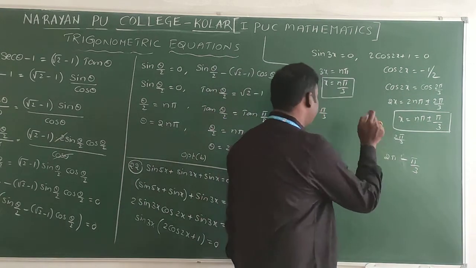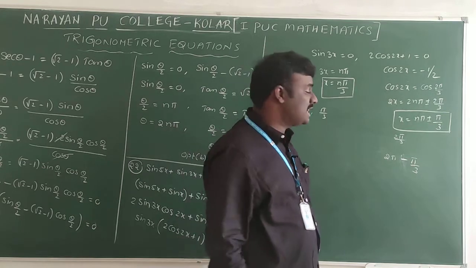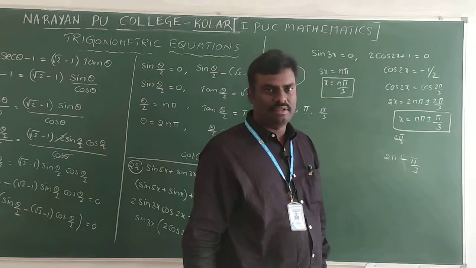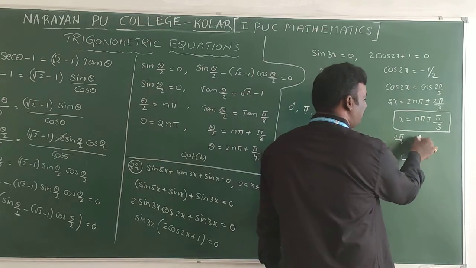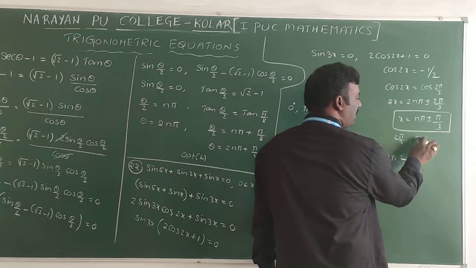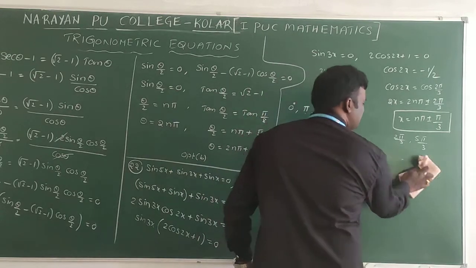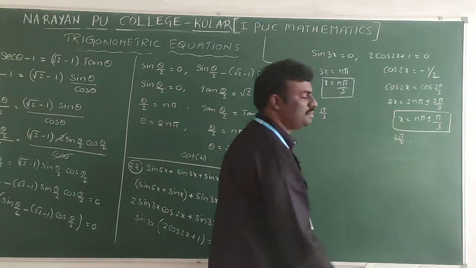3 into 2 pi, 6 pi. 6 pi minus pi, 5 pi by 3. If you write 5 pi by 3, 5 into 60, that is 300. 300 is also not in the range. This is also not possible.